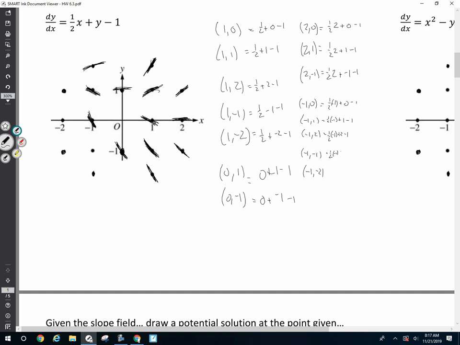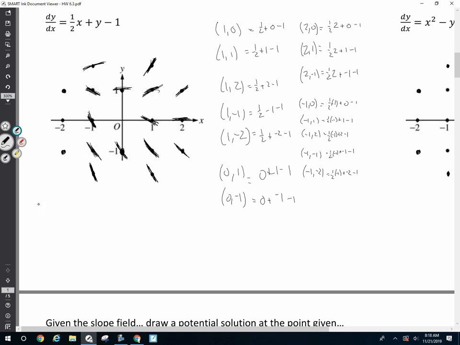1 half negative 1 plus negative 1 minus 1. Negative 2 minus a half. Negative 2 and a half. Negative 5 halves. So 1, 2, 3, 4, 5 over 2. About there. 1 half, negative 1 plus negative 2 minus 1, negative 3 and a half, negative 7 halves. So just pretend it's steeper.